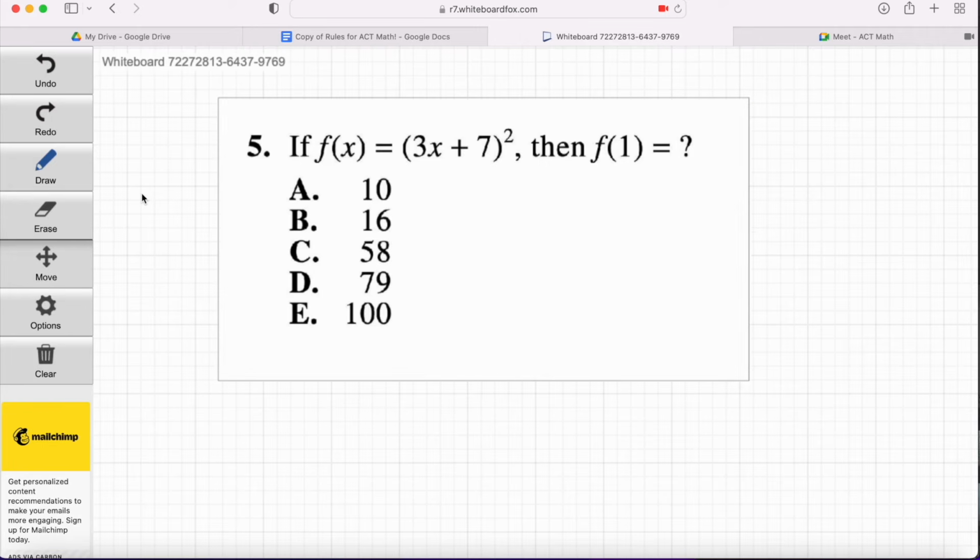Okay. If f times x equals 3x plus 7 to the second power, which would be squared, then f times 1 equals what? So I'm gonna stop real quick. This right here does not actually mean f times x. It doesn't mean f times x. You've seen this stuff. This is function notation.